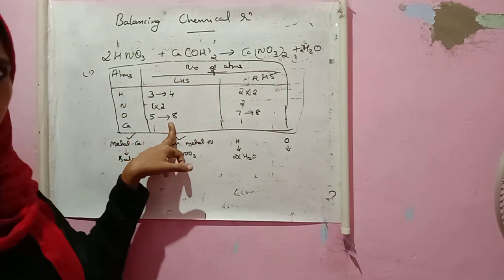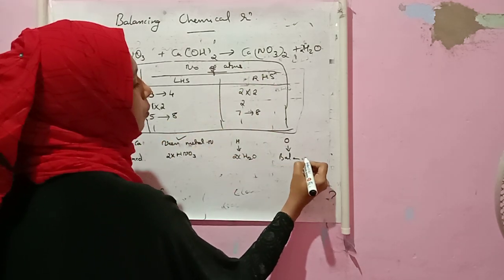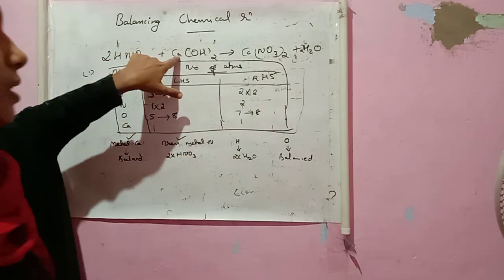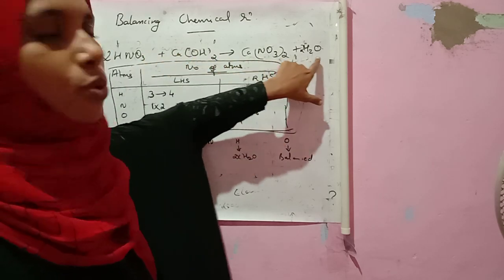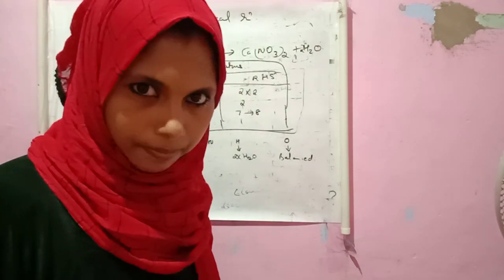On the LHS there are 18 atoms, and on the RHS there are 18 atoms. That is balanced. Now we write our chemical equation in balanced form: 2HNO3 plus Ca(OH)2 gives Ca(NO3)2 plus 2H2O, which is balanced. I think the rules I explained are clear.